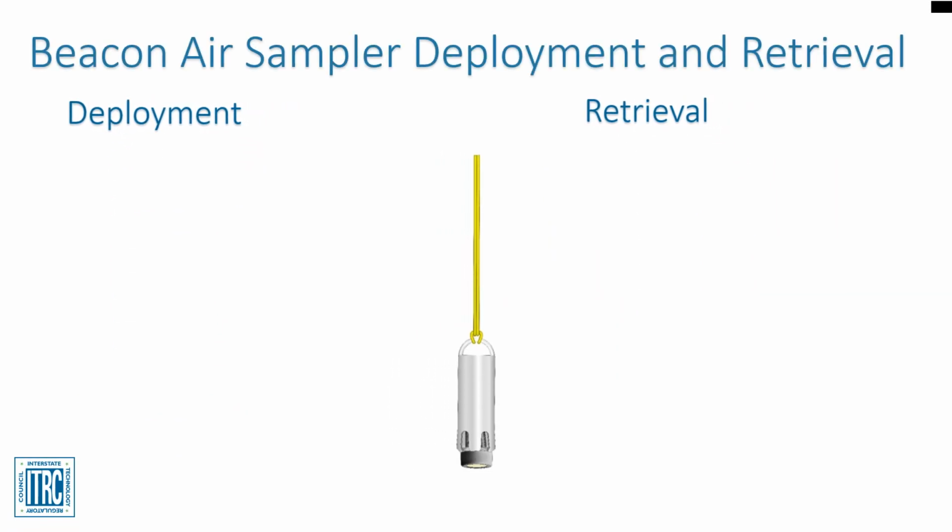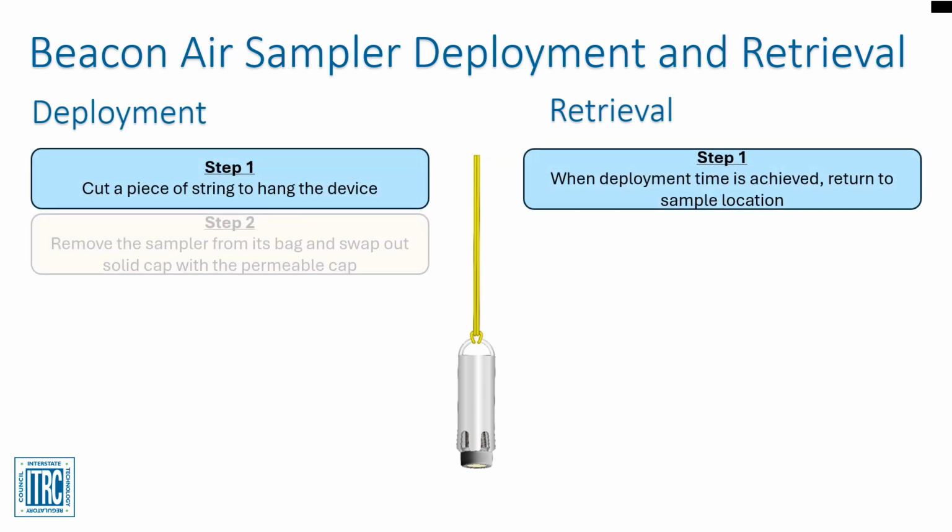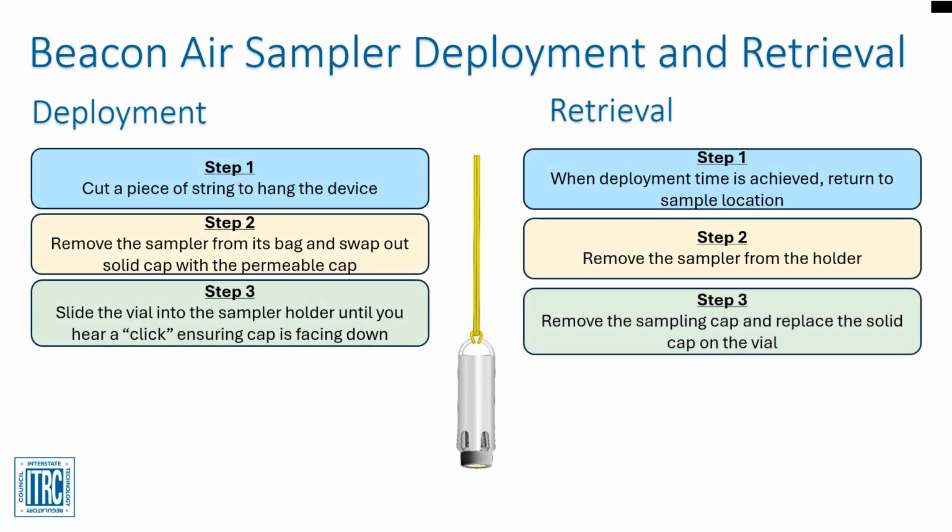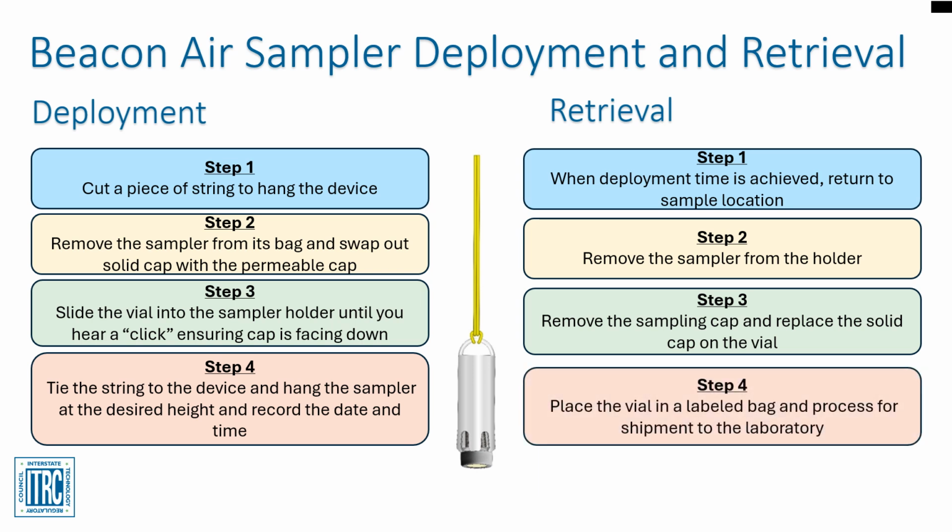When deploying and retrieving the beacon air sampler, follow these steps. Before deploying, ensure the necessary supplies are available to hang the device and complete the sampling. Cut a piece of string long enough to hang the air sampler at the desired height. Remove the air sampler from the sampling plastic bag and swap out the solid cap with the permeable cap. The solid cap is saved for future use during the sampler retrieval.